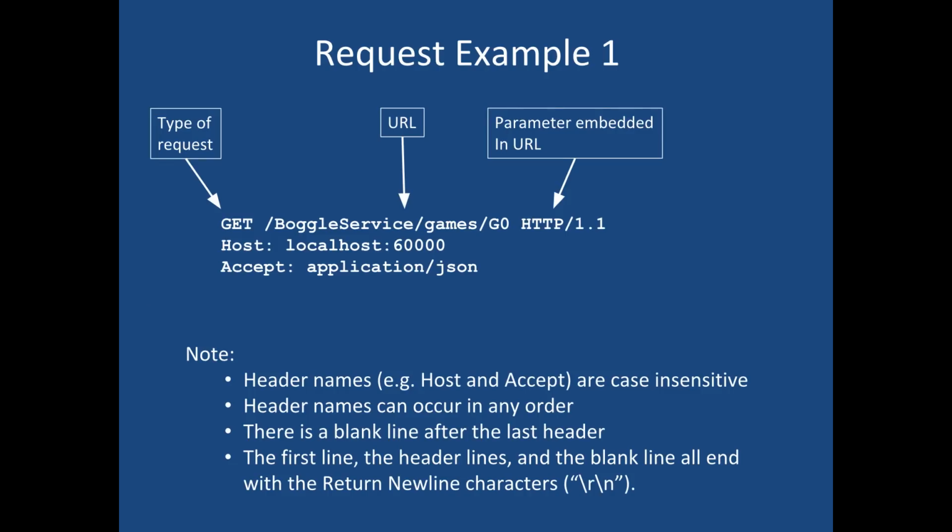So there we have it. That highlights the 3 parts: the request type, the URL, and an embedded parameter. The arrow's pointing at the wrong thing; I'll be pointing at G0. We haven't done anything with the headers. Do we care that the host was localhost:60000?